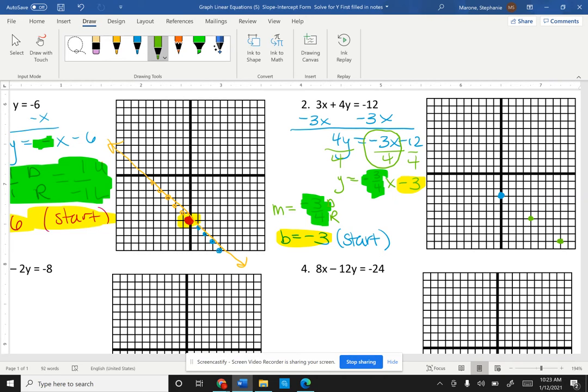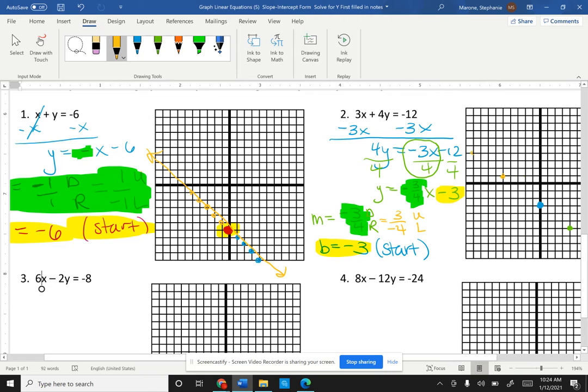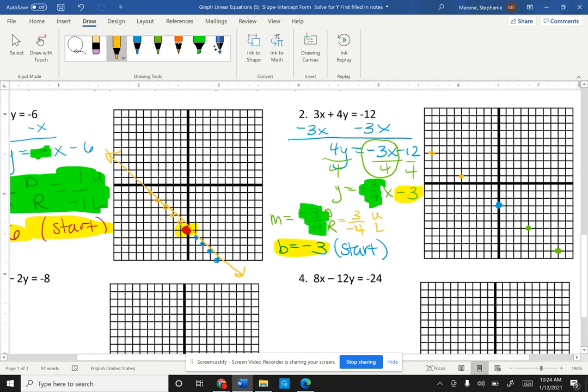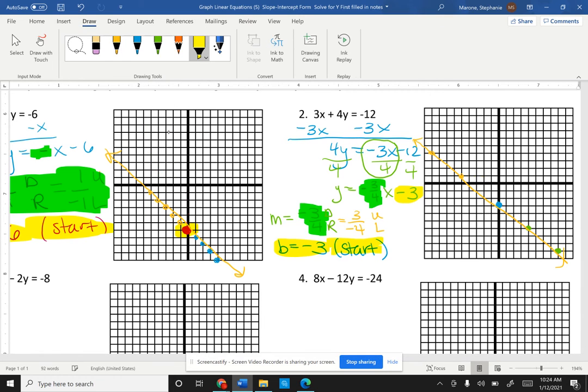Down 3 and to the right 4 again. Or instead of doing that, I can make it a positive 3 over negative 4. Only one of them is negative. So I can go up 3 from that blue point and to the left 4. Again, up 3 and to the left 4. And we can create that line. So we always start with the y-intercept and we move with the slope.